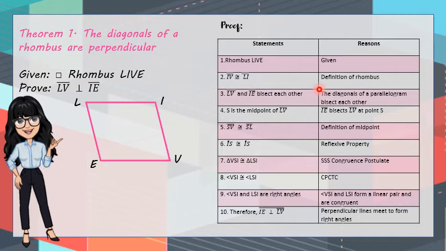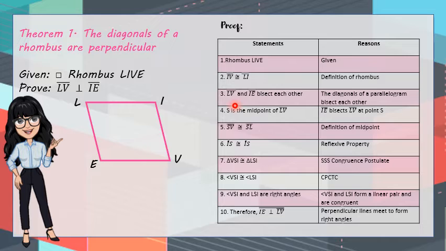So why is that? What can we give as a reason to prove that these two sides are actually congruent? We will have the definition of a rhombus. LI is one side of our rhombus. IV is one side of our rhombus. So remember, when we say rhombus, by definition, it is a parallelogram with four equal, or congruent, sides. So therefore, LI and IV are congruent.